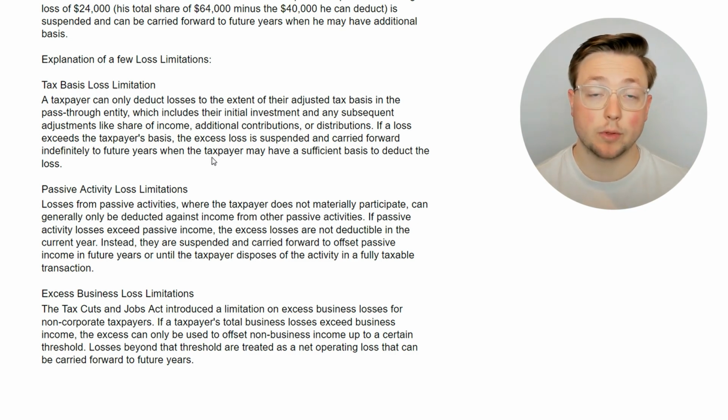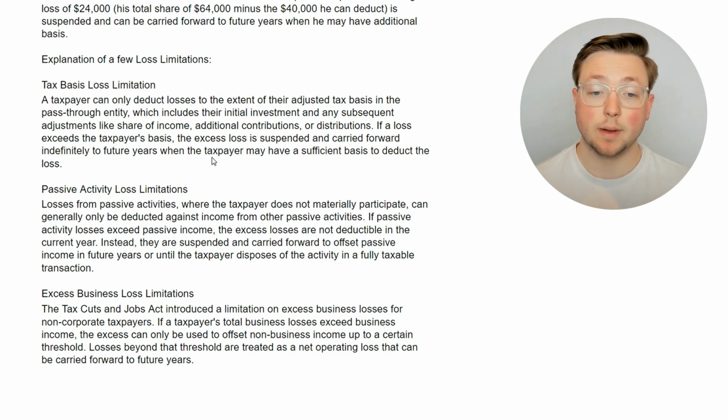Okay, we dealt with basis in the first question. If a pass-through entity has a loss and the basis of the individual who has interest in that pass-through entity isn't big enough to eat their portion of the loss, then the remaining loss that they couldn't take on their individual return is carried forward.